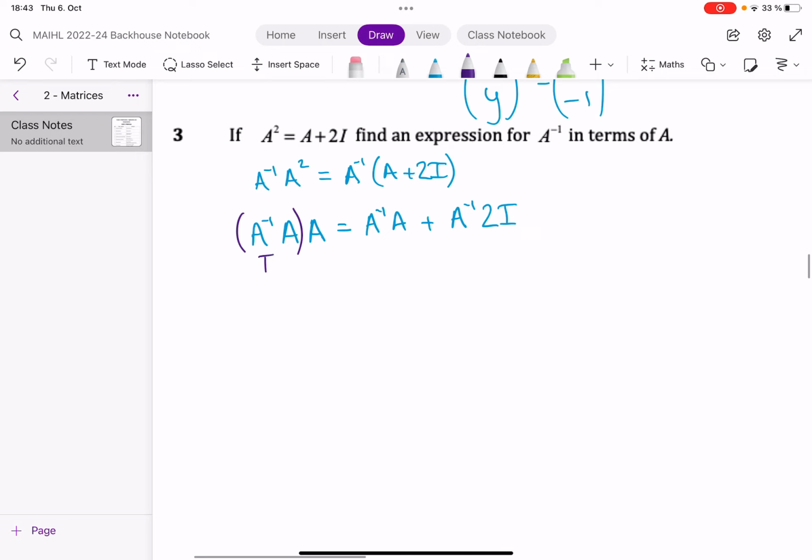This is the identity matrix. So I'm left with just A. This is the identity matrix. I'm not going to get rid of it because it's not being multiplied with anything, so I need to keep it. It's like having a 1 in your equation. You don't just get rid of 1 on its own. We're going to keep it there.